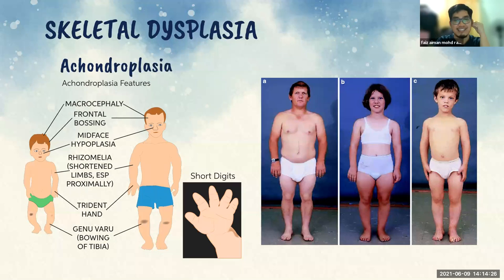Okay, and then skeletal dysplasia, which is achondroplasia or dwarfism. Look for the characteristic frontal bossing, shortened limbs, genu varum. And hypochondroplasia is just a milder version of achondroplasia.